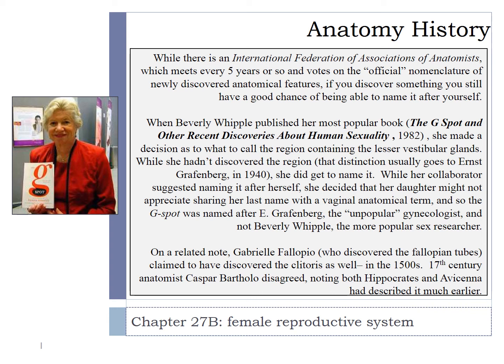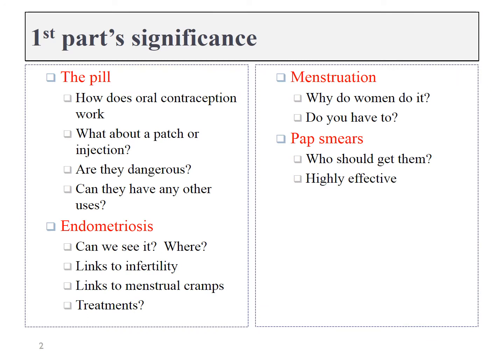Chapter 27b, the female reproductive system. Once again, this lecture will contain Wikipedia images of genitalia, so it may not be suitable for all of your coworkers. In this first section, we'll be talking about birth control pills and how oral contraceptives work.